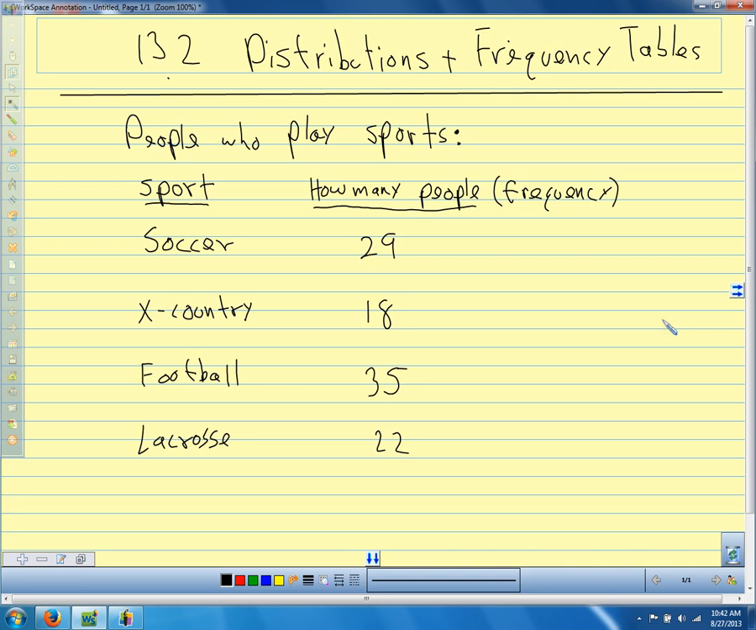So what we just drew here is called a frequency table. It's just a table that lists some category, and in the other column, it tells how often that thing shows up. So that's why we call it the frequency. Frequency means how often. So this is a frequency table. Most of us have probably seen something like this before in one way or the other, but today we're giving it a specific name.